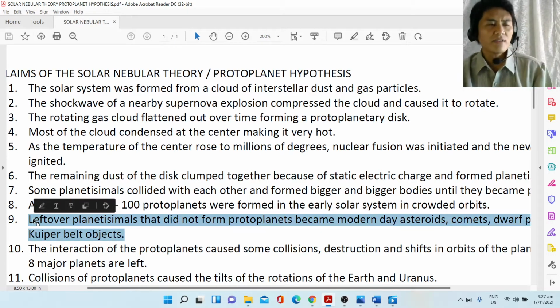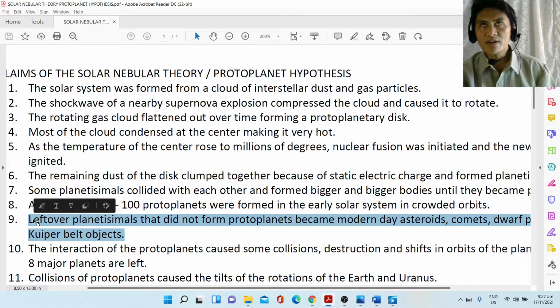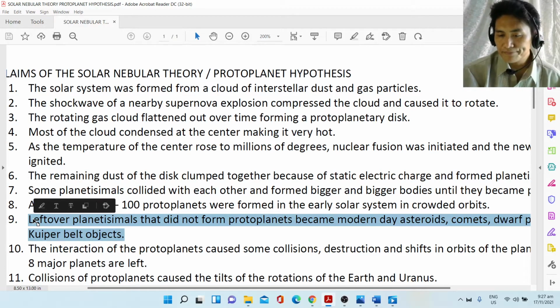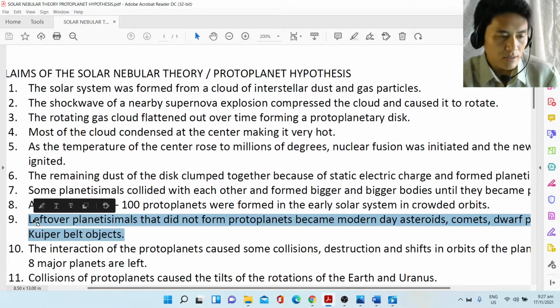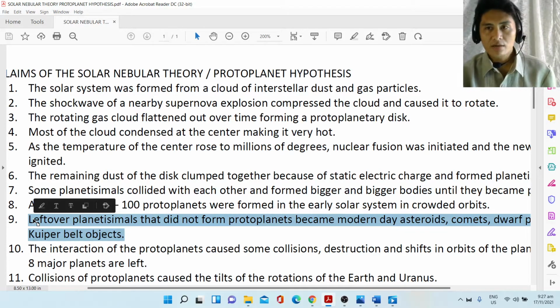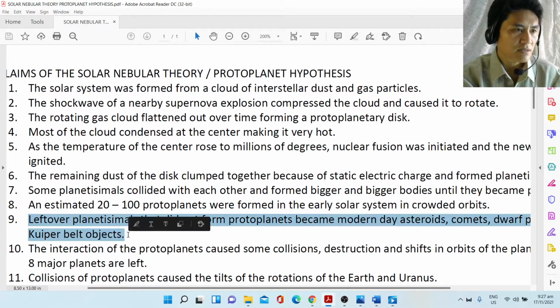Okay, so the analogy here is kind of like, if there is a carpenter, and that carpenter is making a chair, obviously he would not be able to use all of the wood. There will be some leftovers, maybe some shavings that are left behind, and that's the idea. So the leftover planetesimals became this: the asteroids, comets, dwarf planets, and Kuiper belt objects.